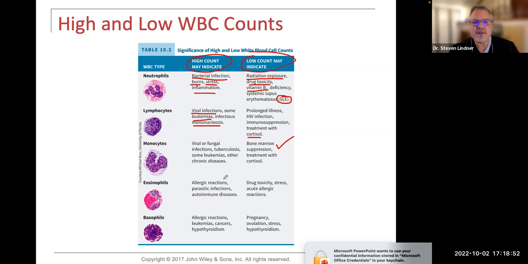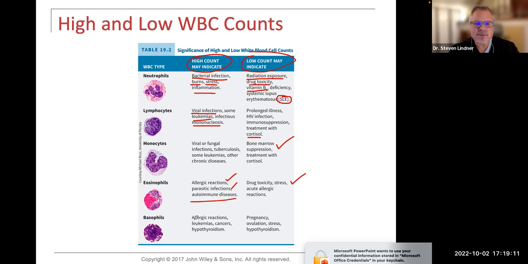The eosinophils are seen high with allergies and parasites or autoimmune diseases, and it's low with drugs, toxicity, stress, and an acute allergic response, not chronic, but an acute allergic reaction.